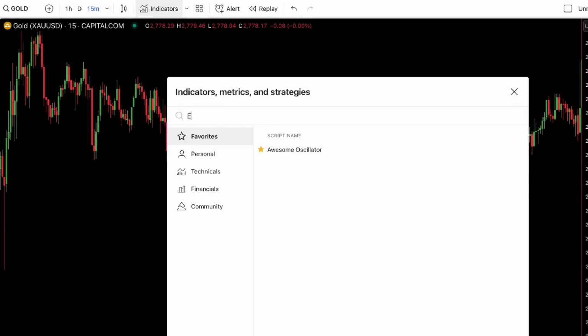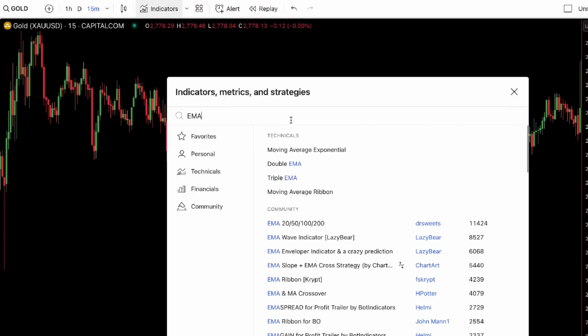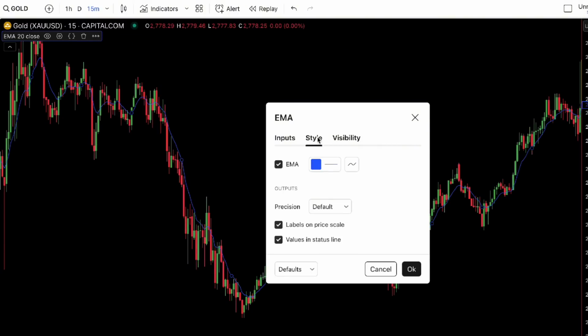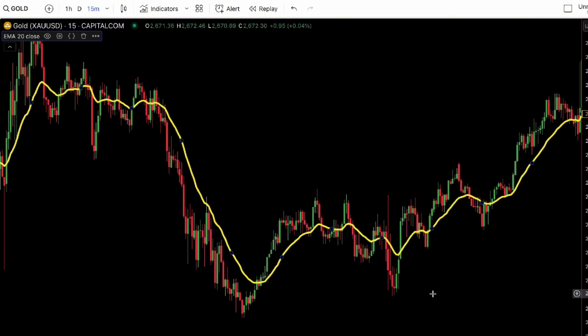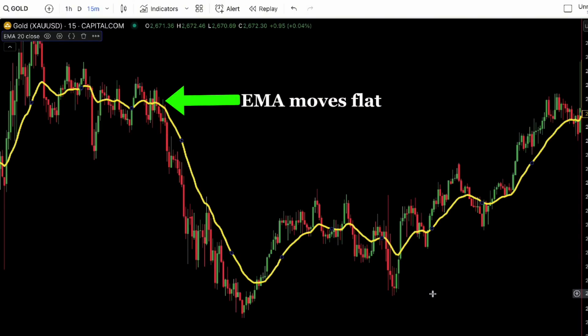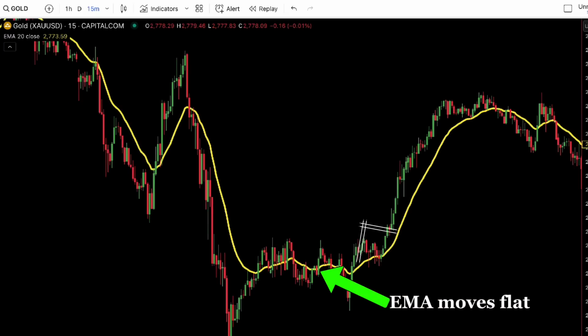Go to your indicators, type EMA in the search bar, and select exponential moving average. In the settings, change the length to 20 and adjust the line thickness to make it easier to see. Now take a look. The 20 exponential moving average shows us exactly what's happening. In this section, the exponential moving average moves flat and then drops at a 45-degree angle. Over here, it moves flat and then shoots up at the same angle. In this area, the price moves sideways before rising again, forming another 45-degree angle.